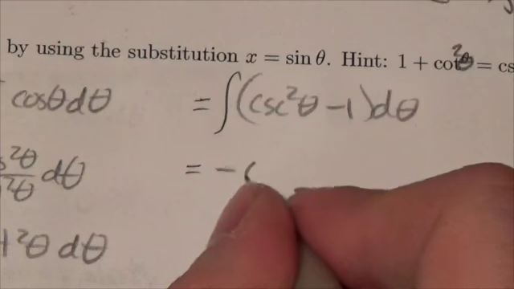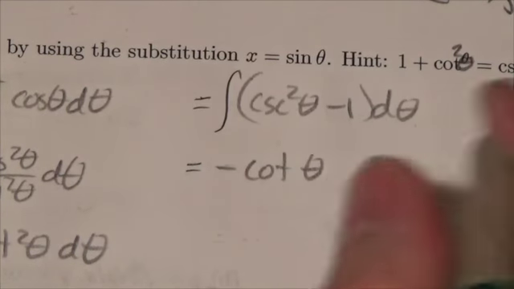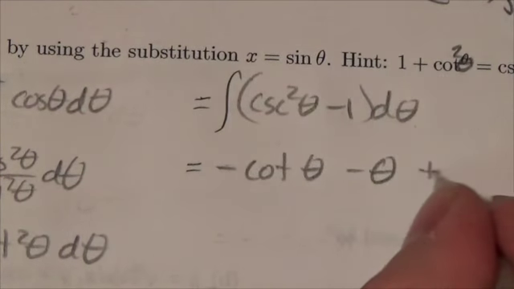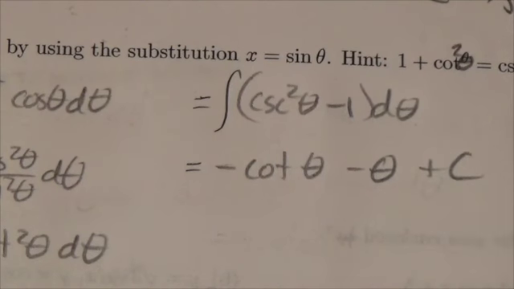So this is going to end up being negative cotangent of theta, and then minus theta, with a big plus c at the end here for the arbitrary constant.